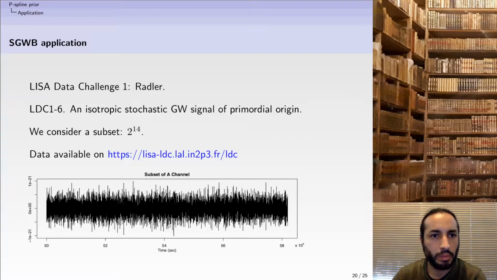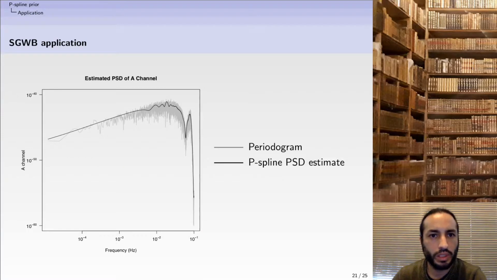To show the P-spline performance, we will analyze a subset of the LISA data challenge, which contains the simulated data of an isotropic stochastic gravitational wave signal without noise. And here we have the results. This plot displays the periodogram, represented by the continuous gray line, and the median of the P-spline estimate, represented by the continuous black line. As we showed before, the P-spline method is quite flexible modeling PSDs, which is why it's able to model without problem the pronounced curve at high frequencies.